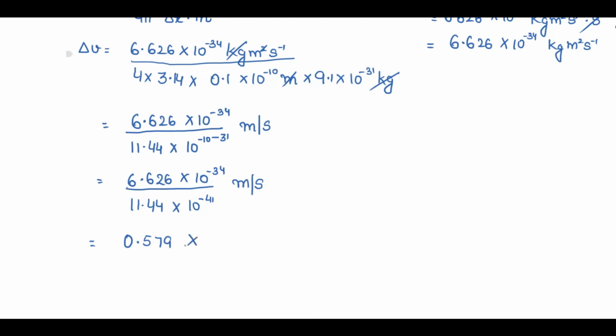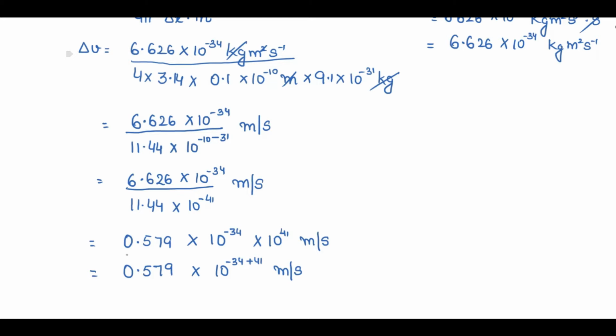0.579 into, I'll take this 10 raised to power minus 41 in numerator. So definitely it will change its sign. So 10 raised to power minus 34 into 10 raised to power 41 meter per second, right? These two powers are in multiplication. So definitely I'll add them. 0.579 into 10 raised to power minus 34 plus 41 meter per second.